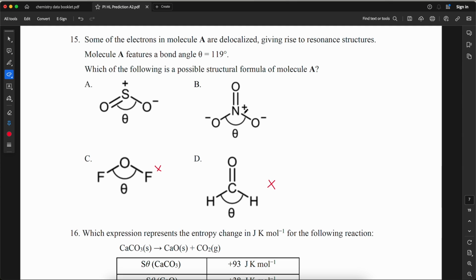For B, it has 3 domains, and there is no pair of electrons that would give a repulsion, so this will be only 120 degrees. The same with this one, it will be 120 degrees, but it has one pair of electrons here that will cause a repulsion, so the bond angle will be slightly smaller. So it's not 120 degrees, but smaller than 120 degrees. That's why the answer is A.